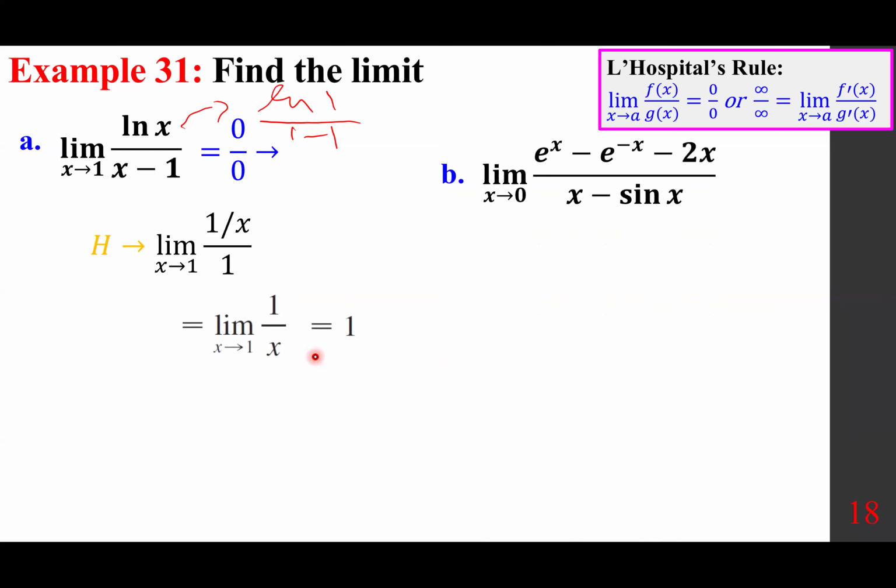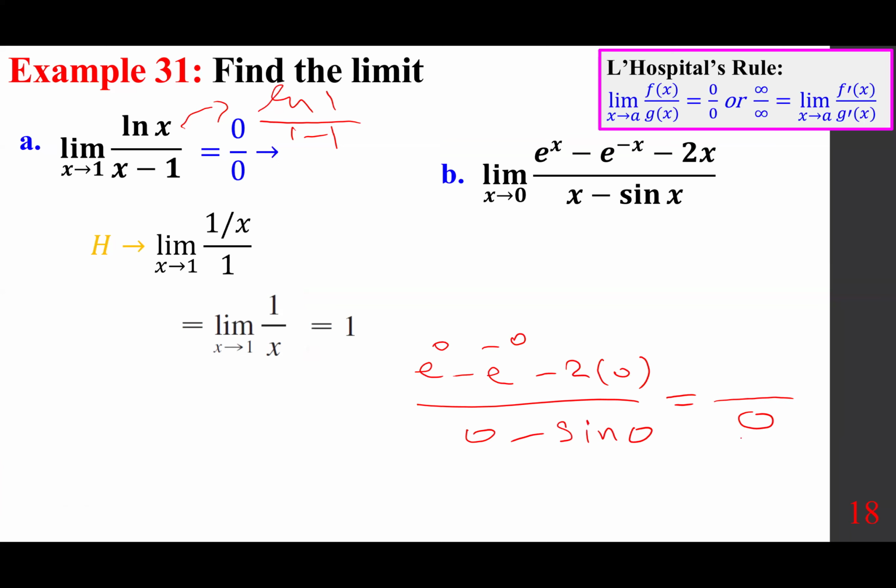In this case, I first plug in. I want to show you, and then I'm going to erase my work. If I plug in, let me just show it here. e to the power of 0 minus e to the power of minus 0 minus 2 times 0, over 0 minus sine 0. I hope you recognize the bottom is 0 minus 0, or simply 0. The top is 1 minus 1 minus 0, which makes it 0. So it is 0 over 0. Therefore, it's justified to use L'Hopital's rule.